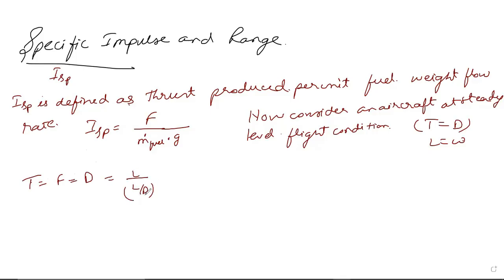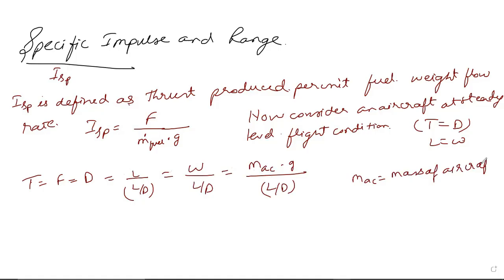Can anyone tell me what L upon D is? Drag can be written in this particular way. If I write L upon D, then it can be converted: in place of L, I can write W upon L by D. Now, what is weight? Weight is basically mass of aircraft into G divided by L by D. Right. Now, MAC is what? MAC is mass of aircraft at any instant of time.